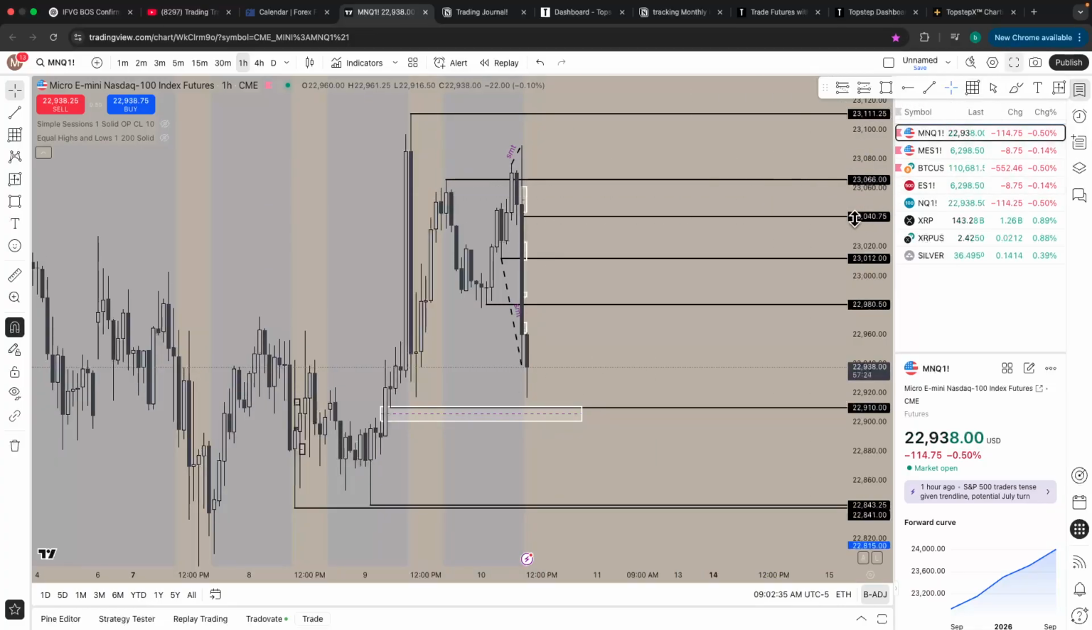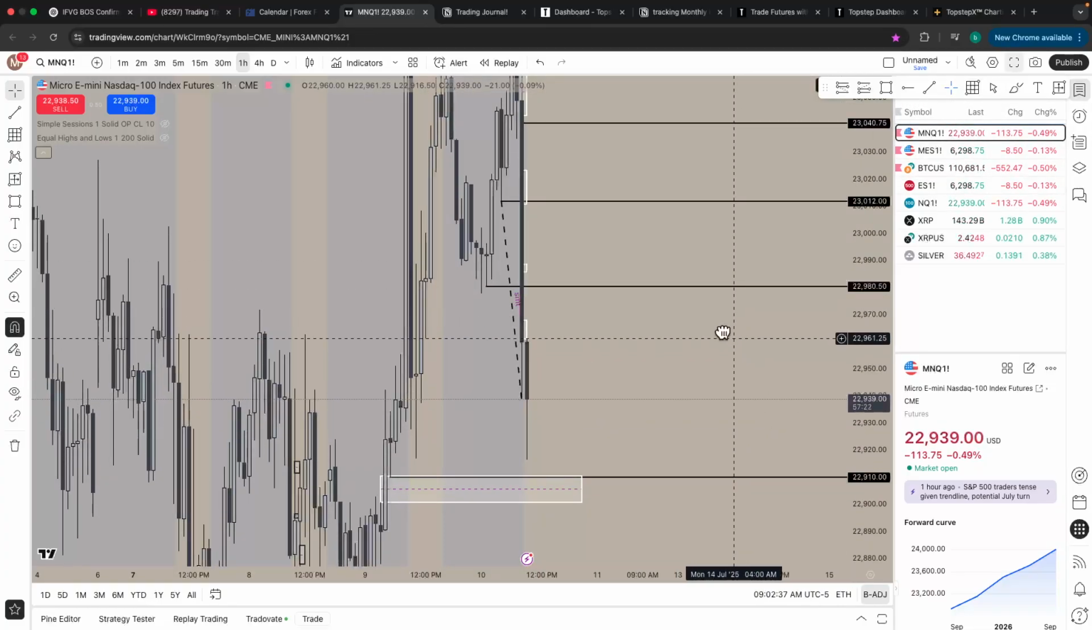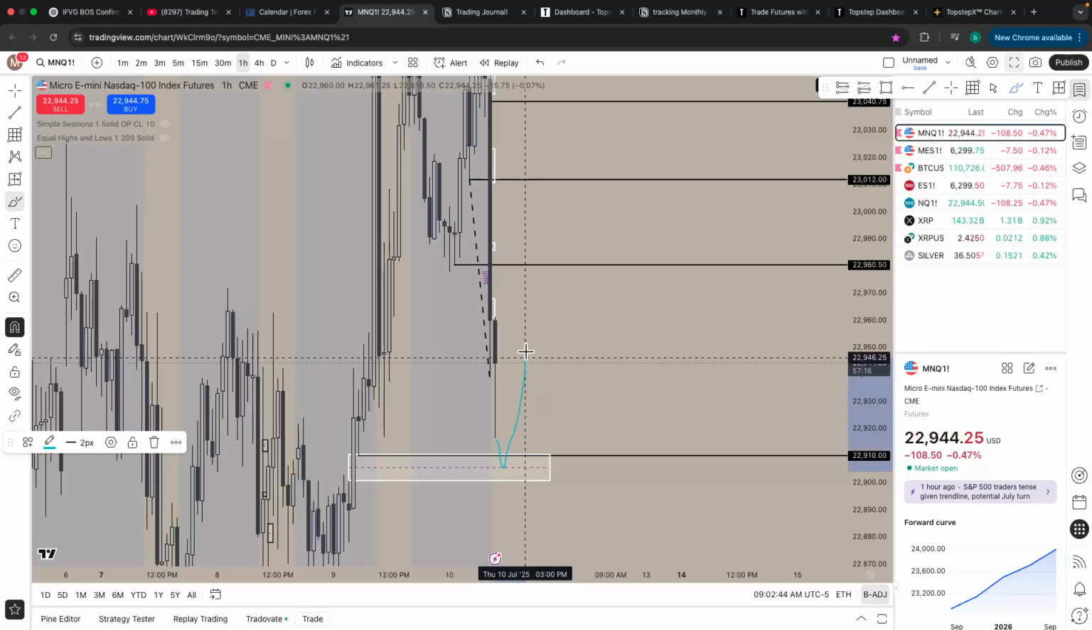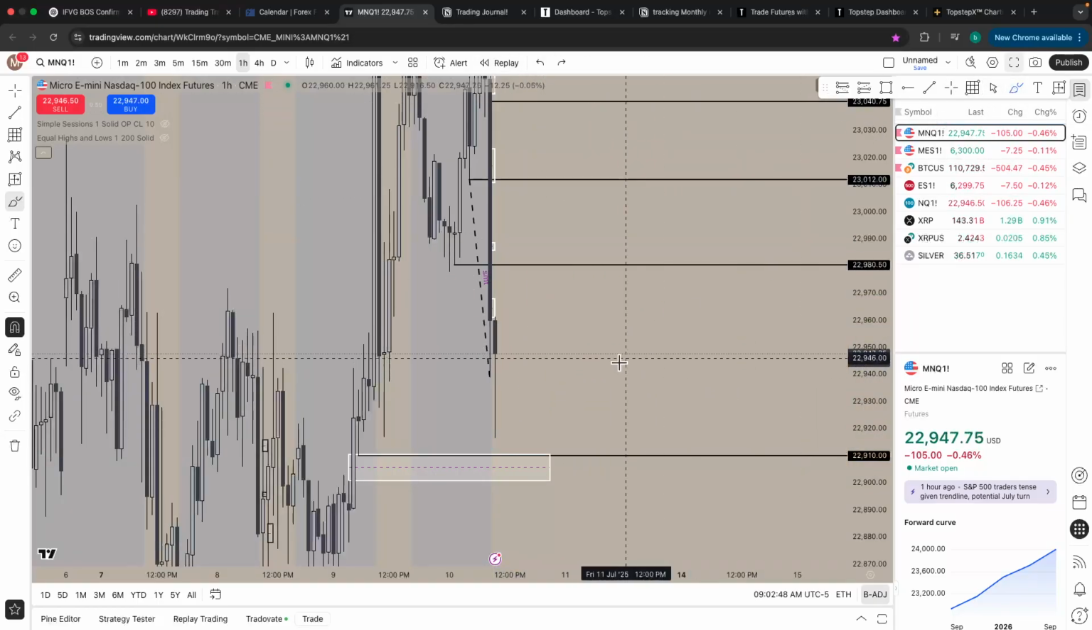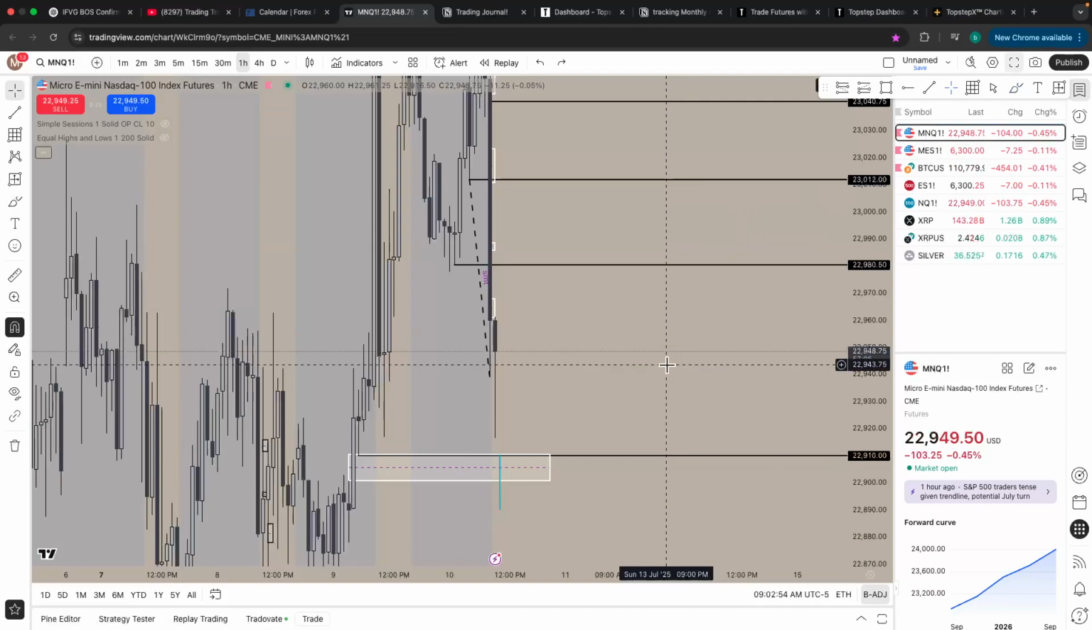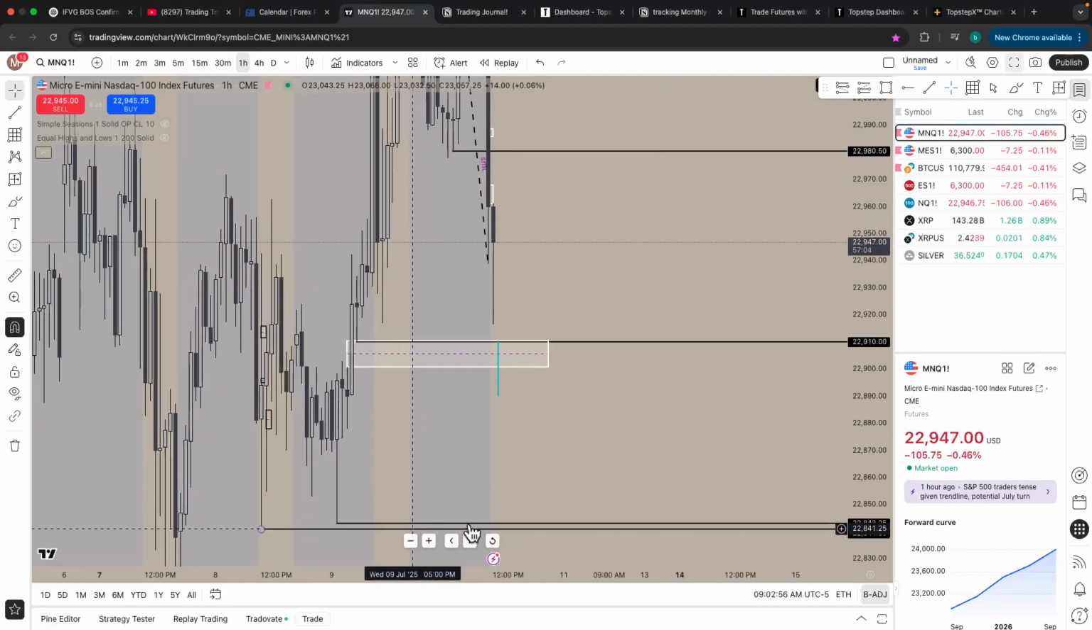So let's just draw this out. Price could come into here, fill it, and then push higher. Or price could come into it and inverse it. If it inverses, I think it will want to come down to these lows.